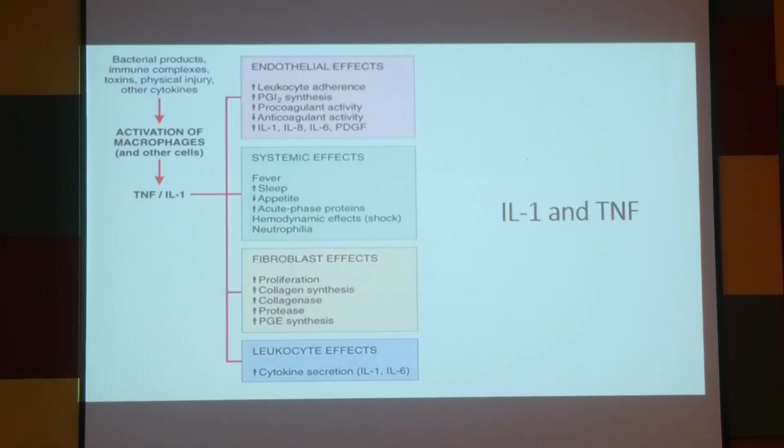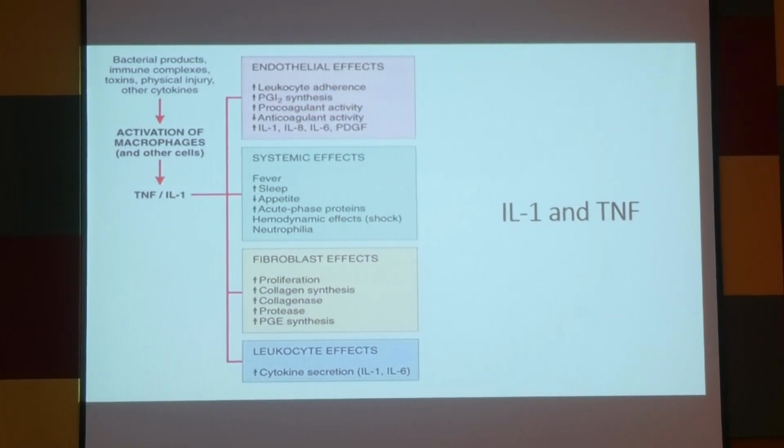So the functions of interleukins or cytokines in acute inflammation, we need to know. The effects are mainly categorized into three to four things. By bacterial product, immune complex, toxin, physical injury and other cytokine exposure, there is activation of macrophage. Activation of macrophage is very important. It may come from other cells like leukocytes, but activation of macrophage has the chief role in inflammation for production of interleukins.